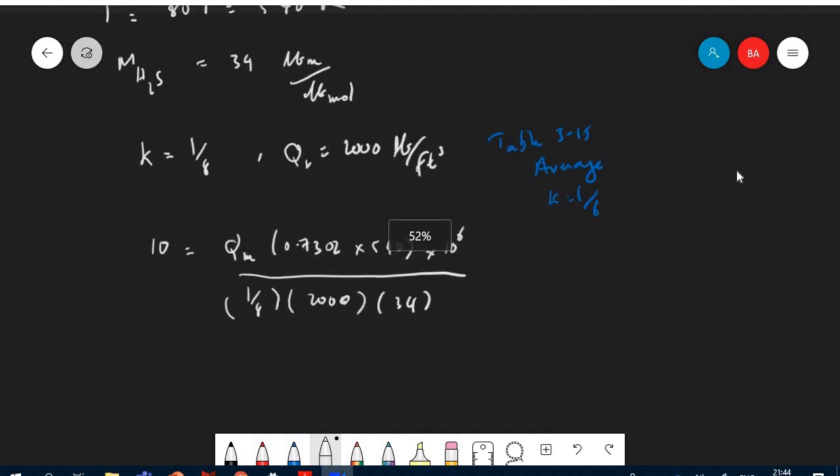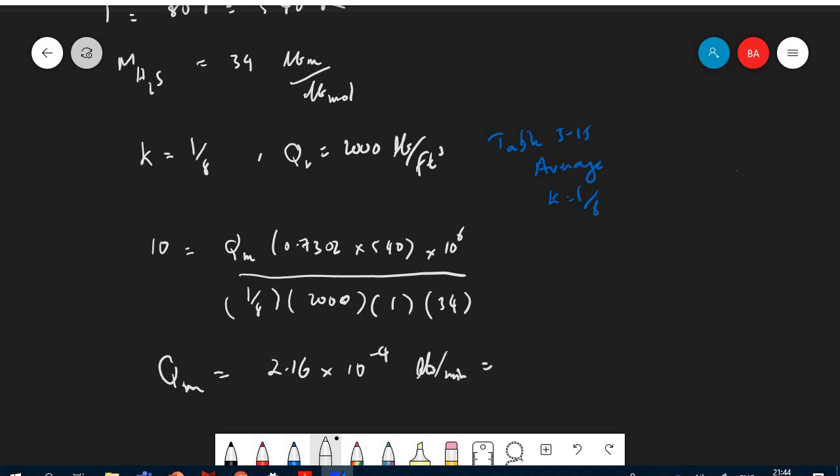The P should be in atmospheric pressure. Okay, so before putting the M, the P is atmospheric pressure, which is 1. It's about 1 into the molecular weight. So we are going to calculate QM in this case, and QM is going to be 2.16 into 10 to the power minus 4 pounds per minute, and if you want it per second, it's going to be 3.6 into 10 to the power minus 6 pound mass per second.